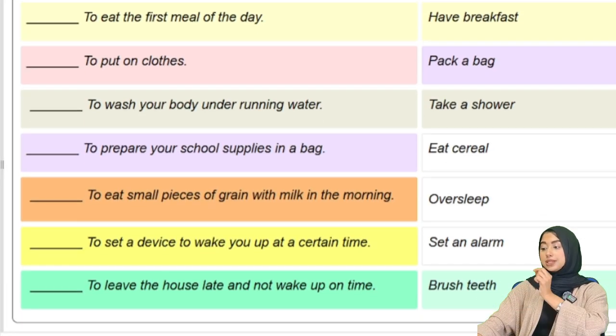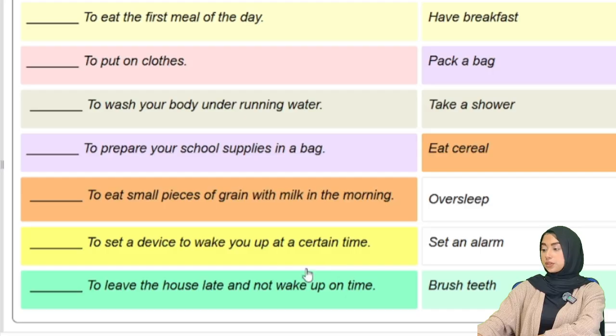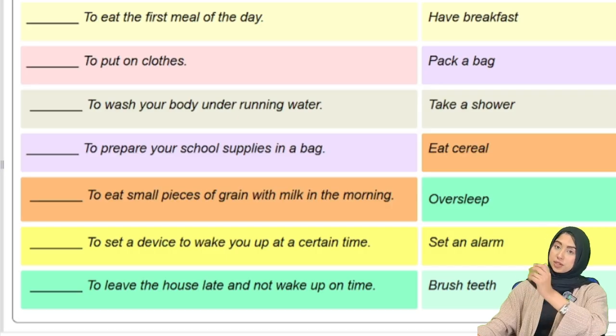To eat small pieces of grain with milk in the morning. Yes, eat cereal. Yes, you're doing amazing. Well, to set a device to wake you up at a certain time. Set an alarm. Good job. The last one, to leave the house late and not wake up on time. Yes, to oversleep. Good job, and thank you so much. That was really amazing. Okay, and now let's see you in the phonics part.